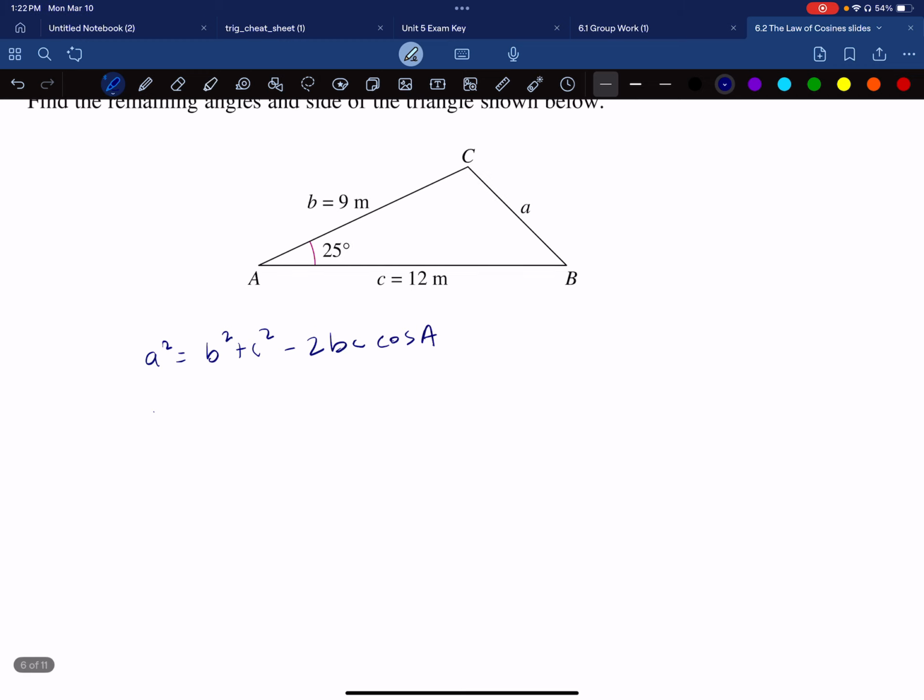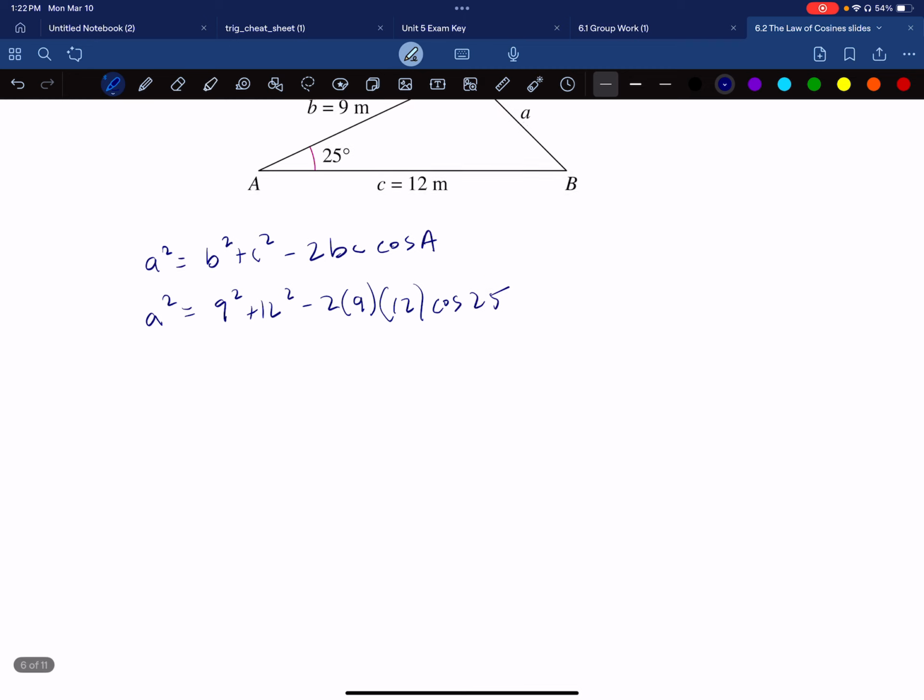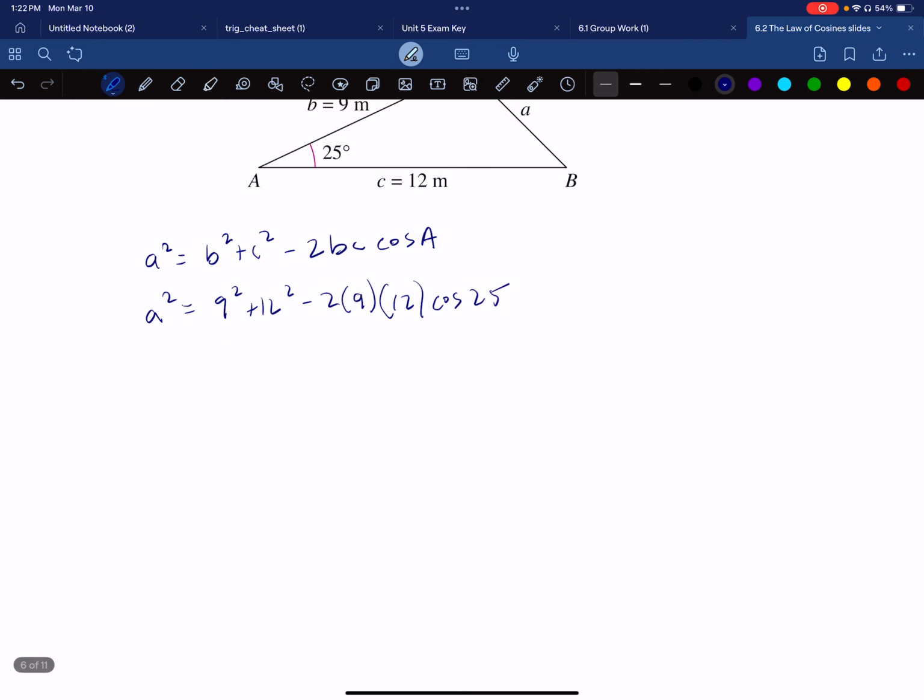So since A squared is our unknown, we can fill in B squared and C squared. So that's 9 squared plus 12 squared minus 2 times 9 times 12. And then it'll be cosine of that included angle, so cosine 25. And then, of course, we take the square root to isolate A. So A equals root 9 squared plus 12 squared minus 2 times 9 times 12 cosine 25.